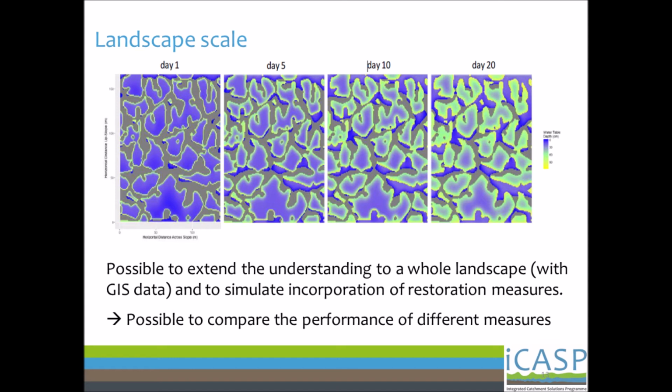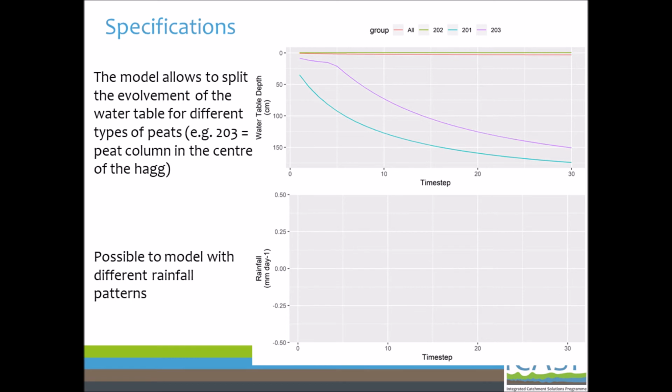The model also allows you to split the evolution of the water table for different types of pits, so it's possible to specify the kind of pits you are looking at. It's also possible to model different rainfall patterns.